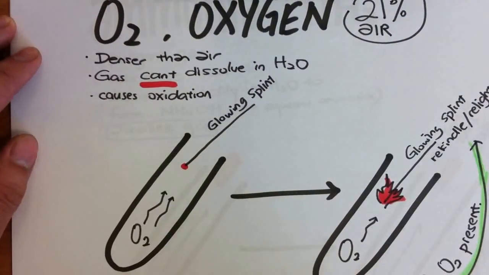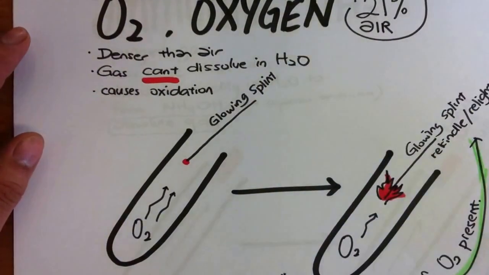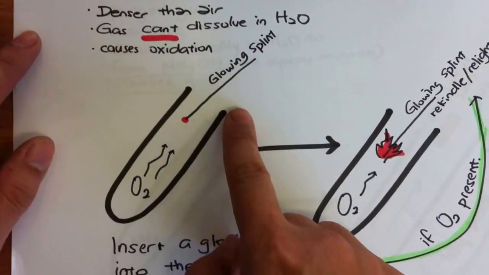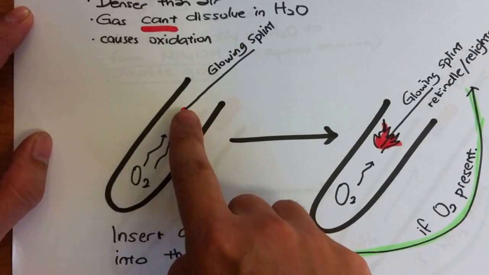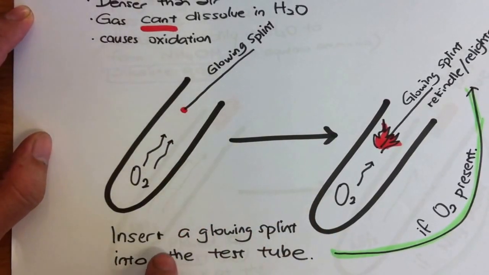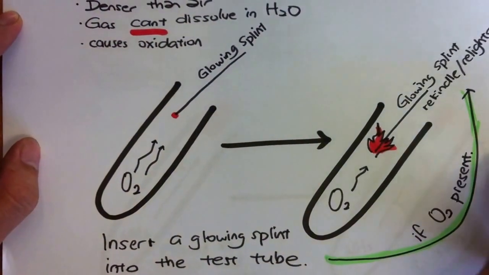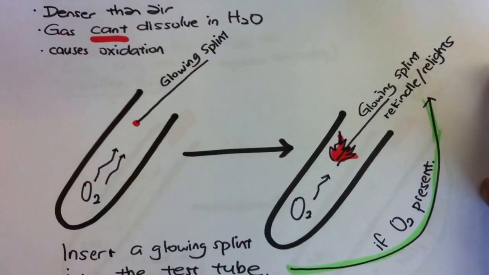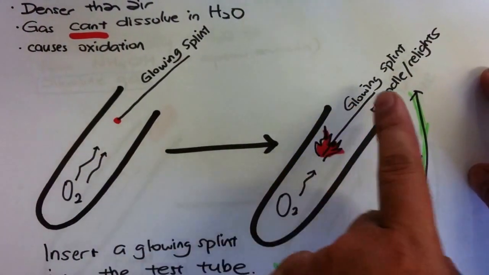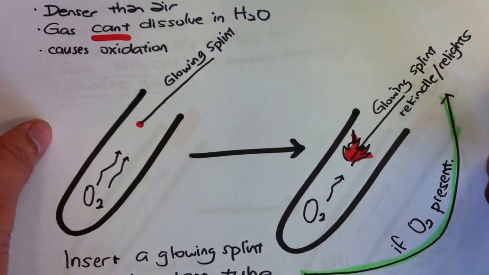Okay, so how do we test for oxygen gas? In case of oxygen gas, we use a glowing splint. Now, a glowing splint is a splint that is not on fire. It is simply glowing. Okay, we insert a glowing splint. In this case, we insert it into a test tube. If oxygen gas is present, the glowing splint will rekindle or relight. So it will burst into flame, rekindle or light when oxygen is present.